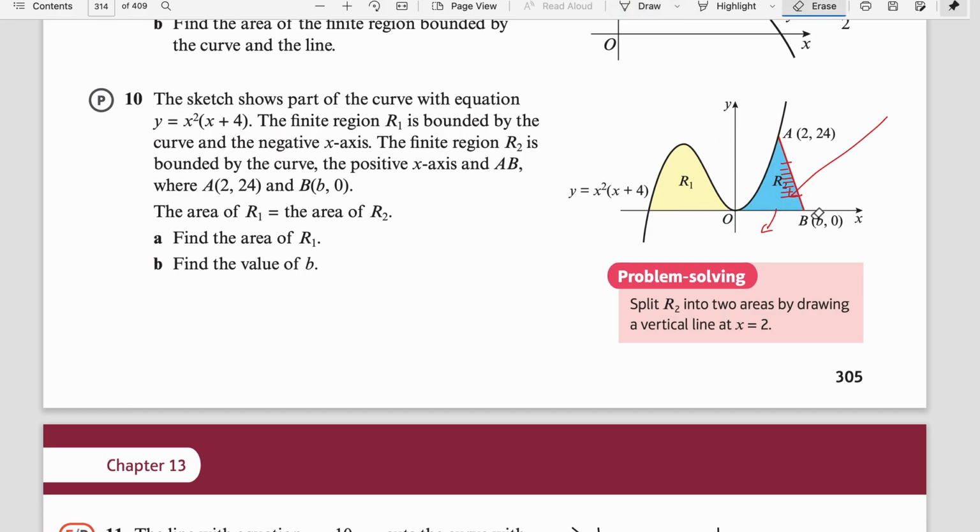Okay, we just went over this. Let's discuss it now. Find the area of R1. R1 is clearly the integration of this section from this to this. Any doubts?